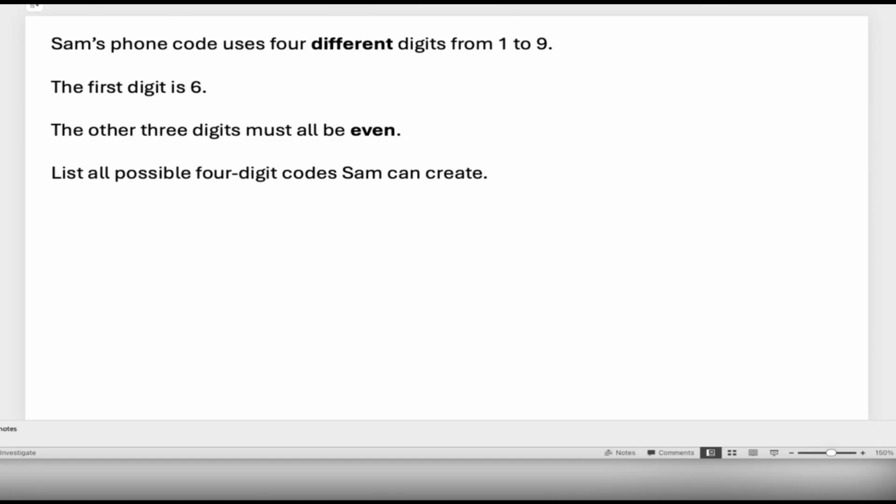Sam's phone code uses 4 different digits from 1 to 9. The first digit is 6. The other 3 digits must all be even. List all the possible 4-digit codes that Sam can create.